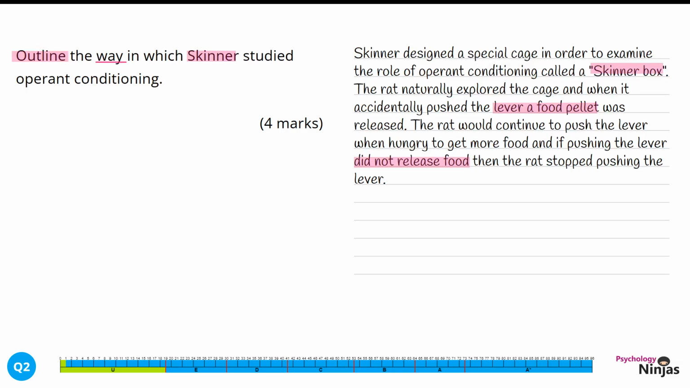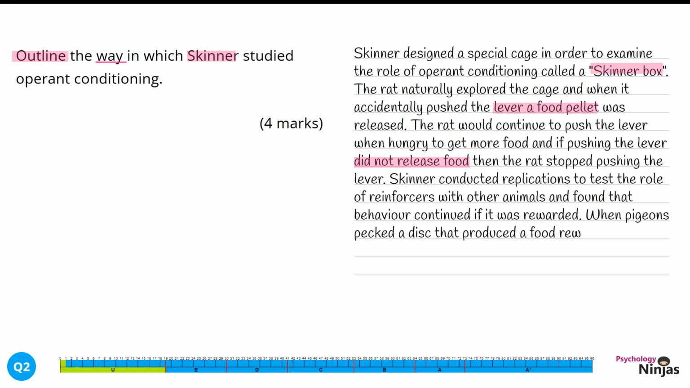We're going to continue our explanation by talking about a different study. Skinner conducted replications to test the role of reinforcers with other animals and found that behaviour continued if it was rewarded. When pigeons pecked a disc that produced a food reward, they continued to peck at the disc, showing that behaviours could be learnt.